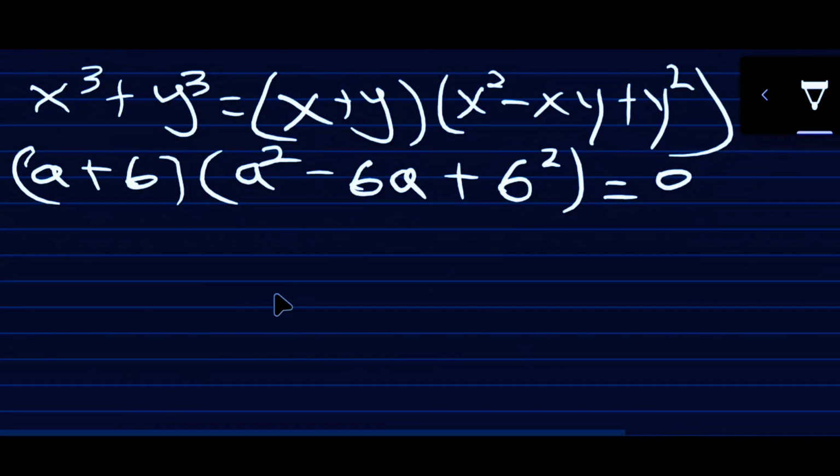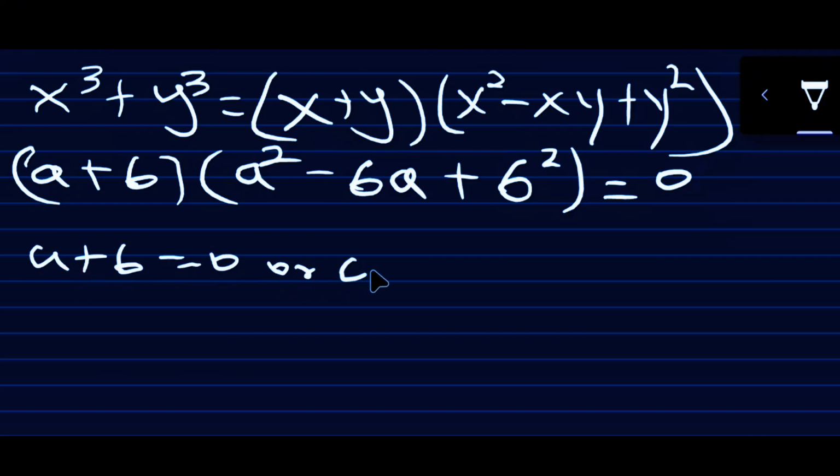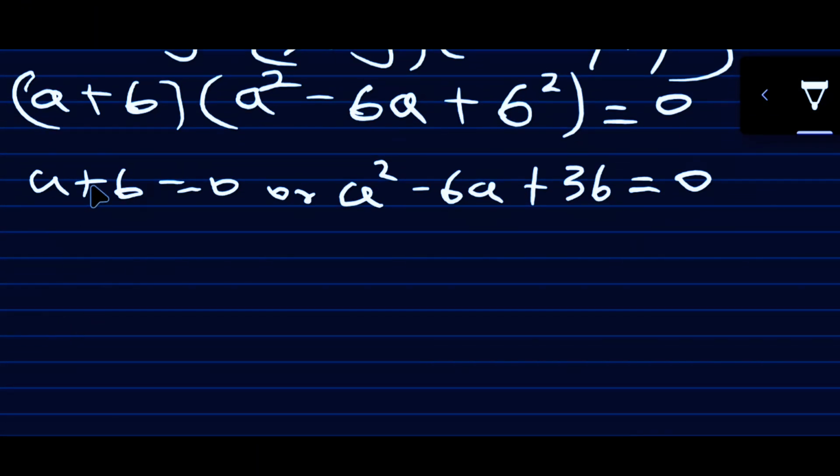From here, if we apply the zero product rule, it simply means that a + 6 = 0, or a^2 - 6a + 36 = 0. Making a the subject of formula in the first, we have a = -6. So we have gotten a1, which is -6. Now for a^2 - 6a + 36, we are going to solve this using the quadratic formula.